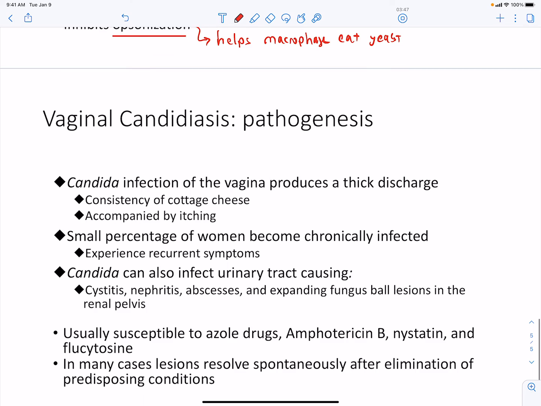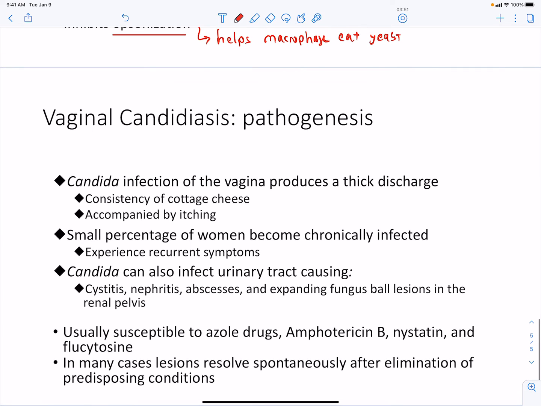Now the pathogenesis, again, you're going to have a thick discharge. It has a consistency of cottage cheese. Itching is going to be associated. Some women are going to be chronically infected, so they're going to have repeat bouts of vaginal candidiasis. It can also infect the urinary tract, and it's associated with expanding fungus ball lesions in the renal pelvis.